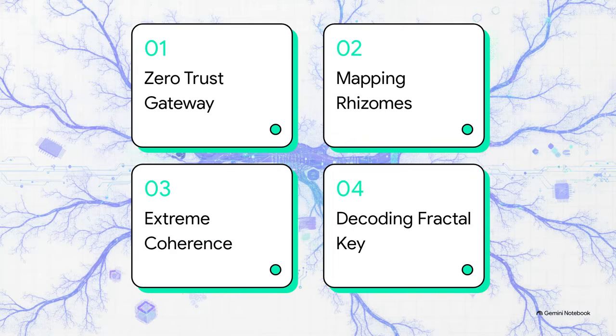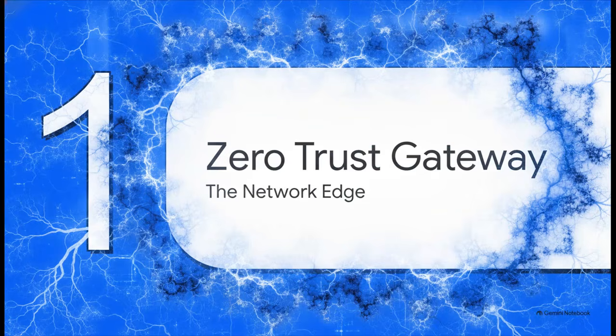So here's our map for today's journey. 1. The Zero Trust Gateway. 2. Mapping rhizomatic networks. 3. Axiom 11, extreme coherence. And 4. Decoding the fractal key. Starting things off with Section 1, the Zero Trust Gateway.